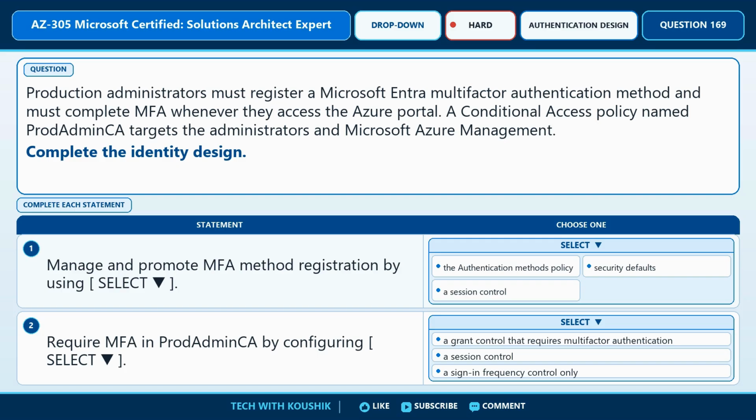Complete the identity design. For the first statement, manage and promote MFA method registration by using the blank. The options for this statement are the authentication methods policy, security defaults, or a session control. For the second statement, require MFA in ProdAdmin.ca by configuring the blank. The options for this statement are a grant control that requires multi-factor authentication, a session control, or a sign-in frequency control only.